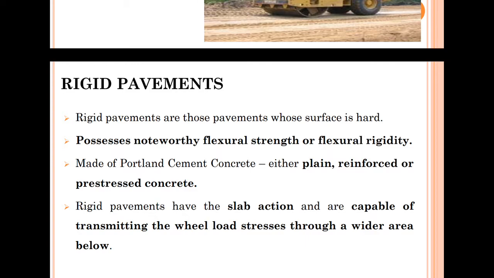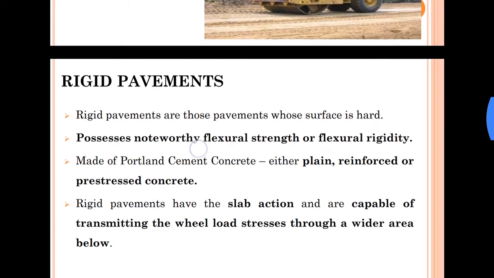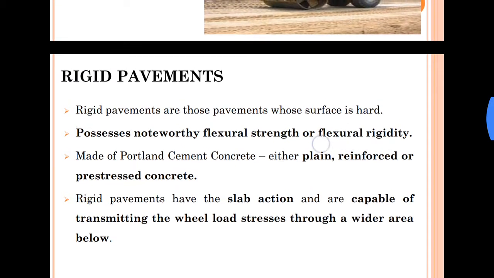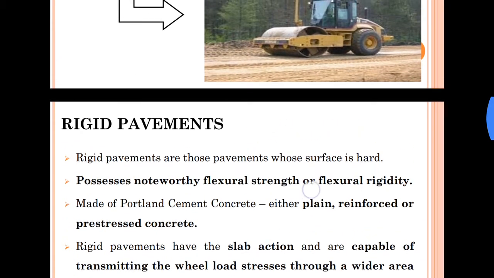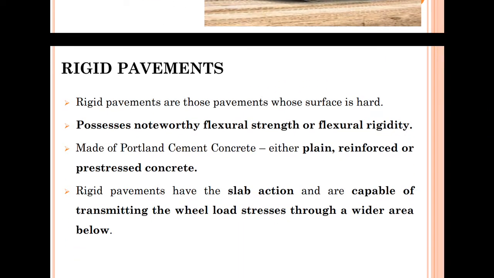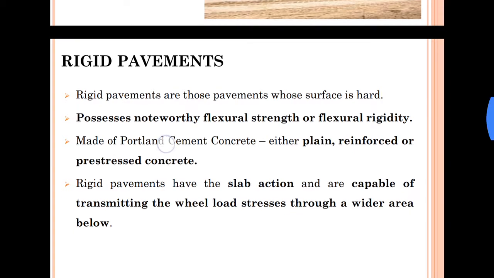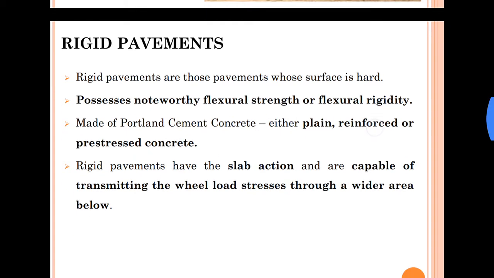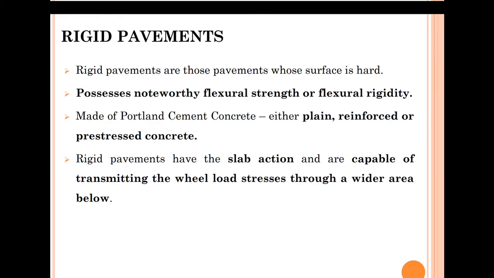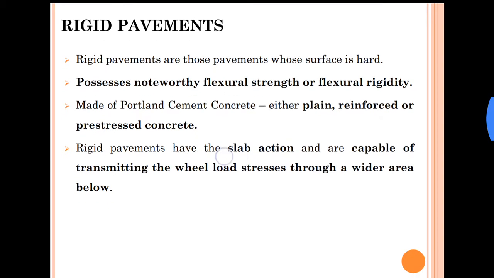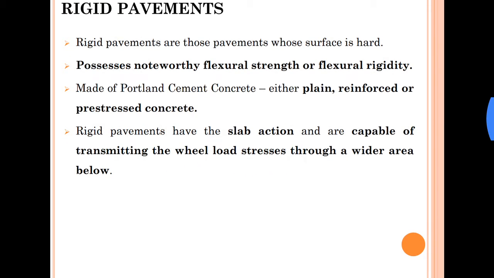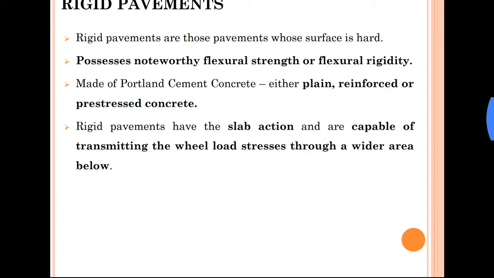Rigid pavement possesses noteworthy flexural strength and flexural rigidity. So basically you can say there is no elasticity in these types of pavements. They are made of Portland cement concrete, which could be either plain, reinforced or pre-stressed concrete. Rigid pavements have the slab action and are capable of transmitting the wheel load stresses through a wider area below.